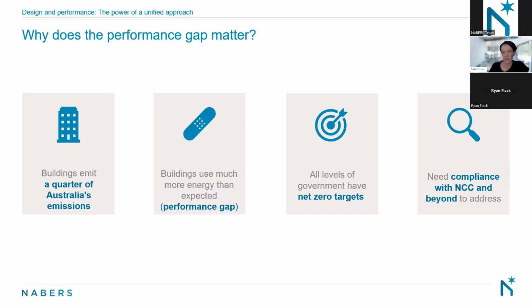And to make sure that we're on track to hit them, or we've got any chance of hitting them, we actually really need to make sure that buildings are doing what they're supposed to do and what we think they will do. So we need to make sure that they comply with the minimum standards set out in the National Construction Code, and also go above and beyond whenever we can.